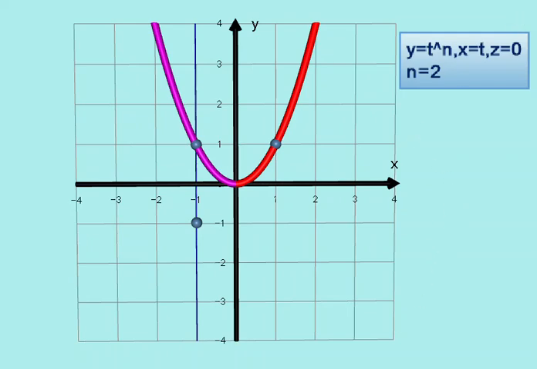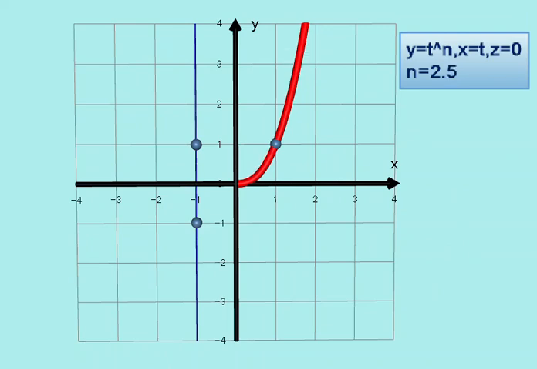Continuing to increase, the left-hand side has gone again until we reach n equals 3, and then suddenly we get the cubic y equals x cubed.